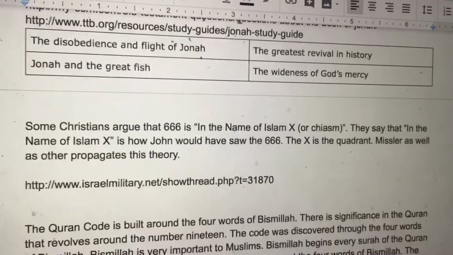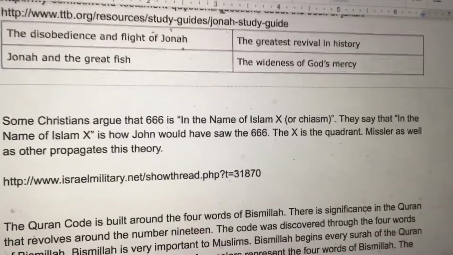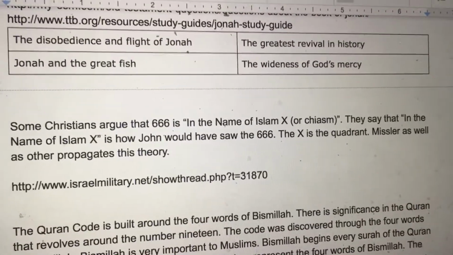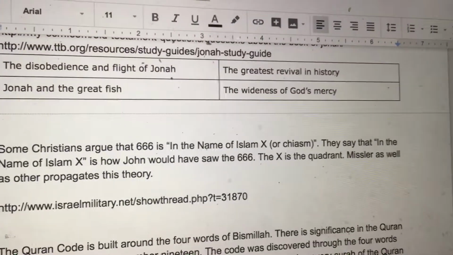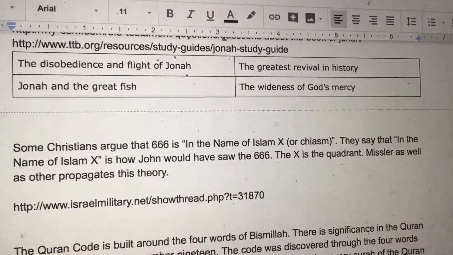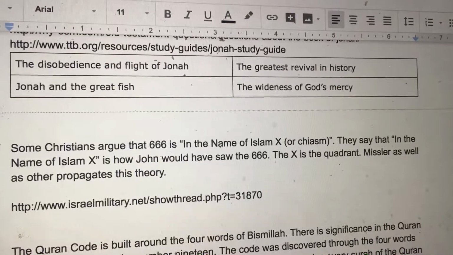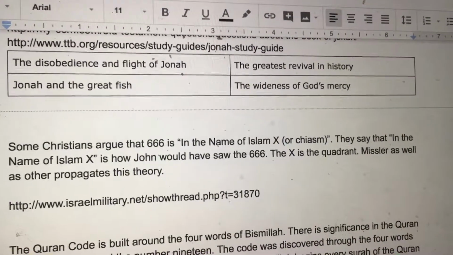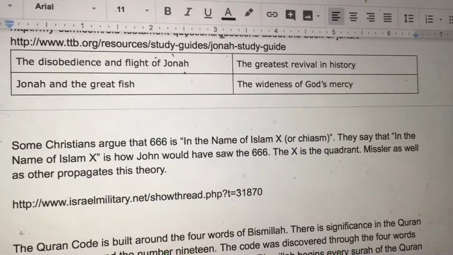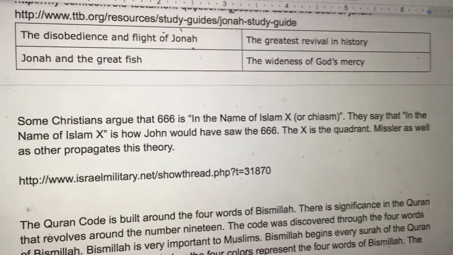God's mercy. Some Christians argue that 666 is in the name of Islam, X, or chiasm. They say that in the name of Islam, X is how John would have seen the 666. The X is a quadrant. Missler, as well as others, propagate this theory.